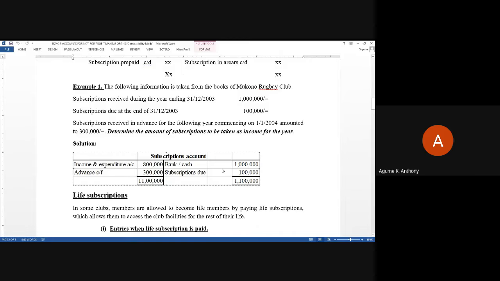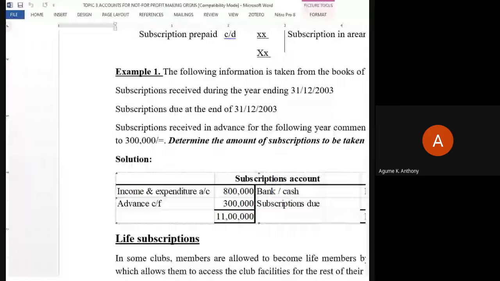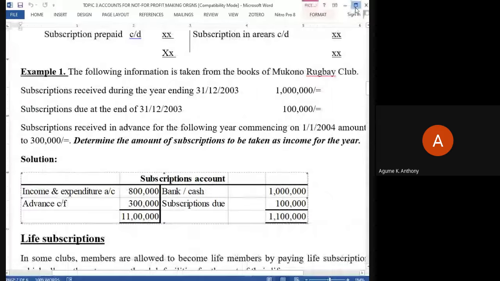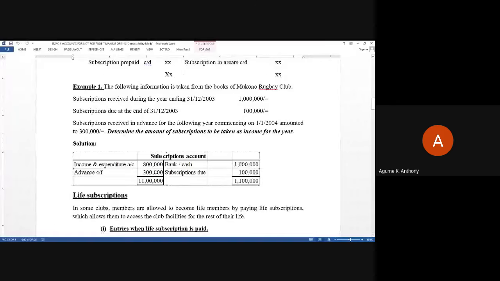So meaning that by balancing off this account, what you recharge in income and expenditure for that particular year would be 800 thousand. So that is what you recharge in the income and expenditure. Now that you're going to recognize this within the incomes.